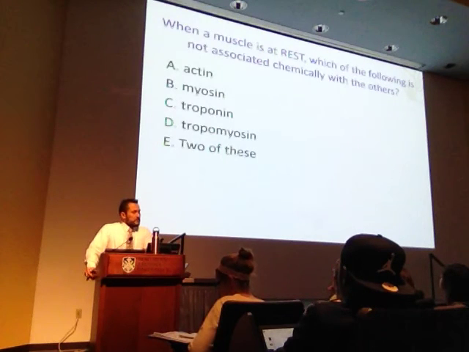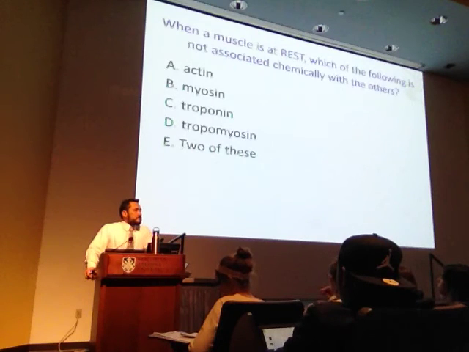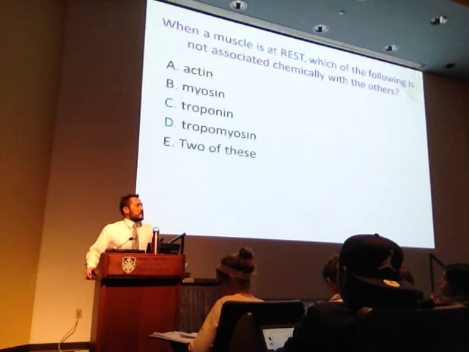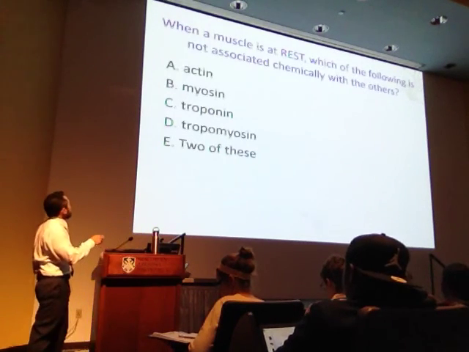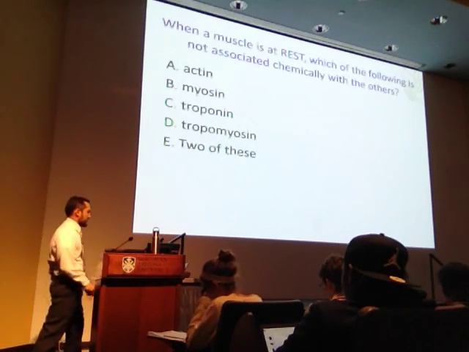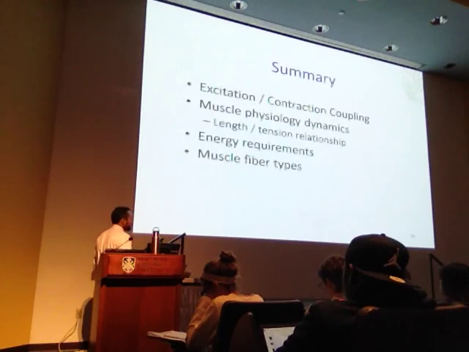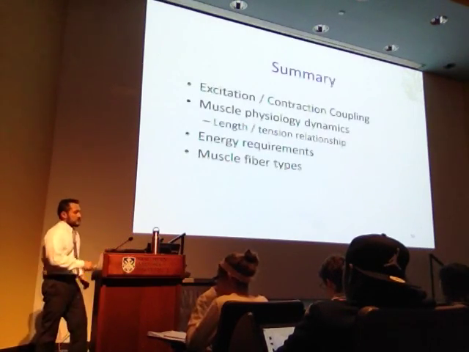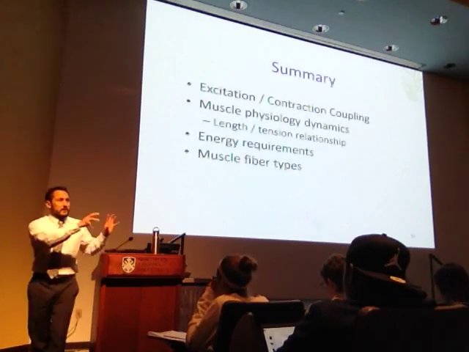B? Yes. B. Right? Why? Because the other three make up the... What's that? No, because myosin isn't going to be associated with actin at rest, right? Because the tropomyosin is blocking the binding site. Okay? All right. So that concludes our last unit.